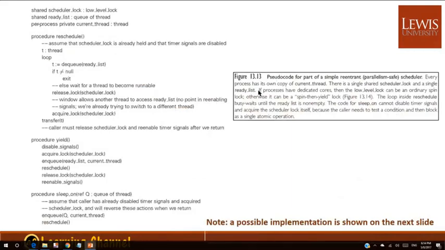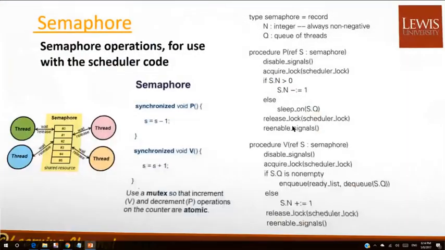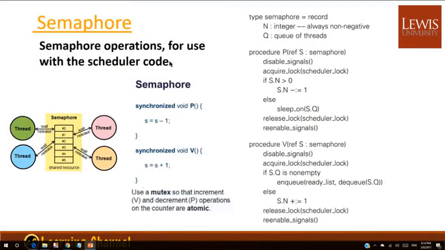That actually we call it a semaphore, the capacity. So here we actually have another copy of the scheduling, I/O, and sleep. Let's move on to the next page. Semaphore operation for use with scheduler call.